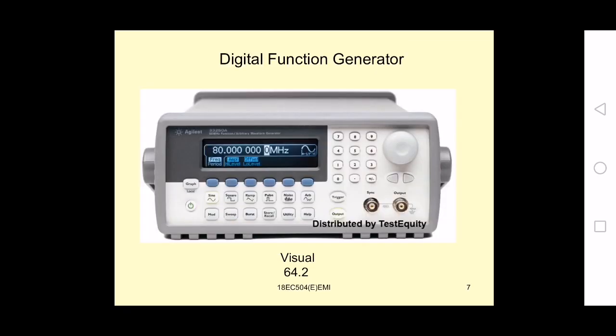This is how a digital function generator looks. You can set the frequencies, amplitude and offset, which are visibly displayed on the function generator screen also.